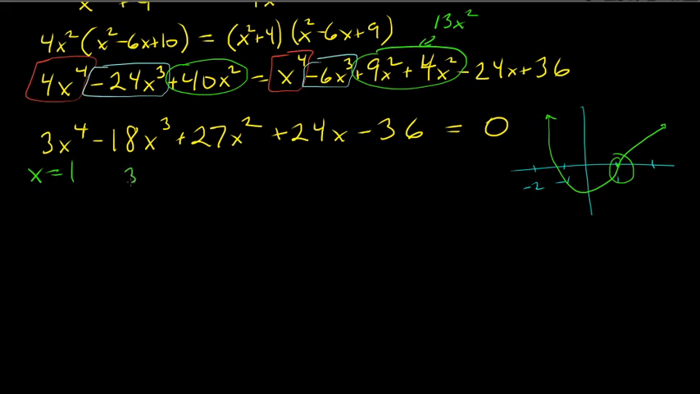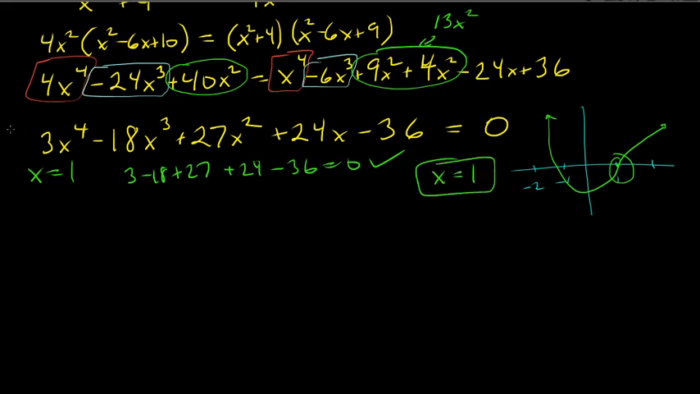And so let's check. If I take 3 minus 18 plus 27, so 3 minus 18 is -15, plus 27 is 12, plus 24 is 36, minus 36 is 0. Yeah, it works out. So x equals 1. Well, I don't know. Maybe we could have guessed that, but yeah, that's what it is. It's just that simple. Now, there is another answer here.